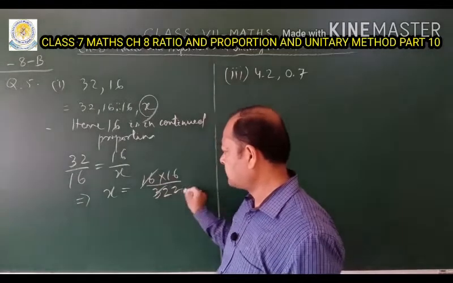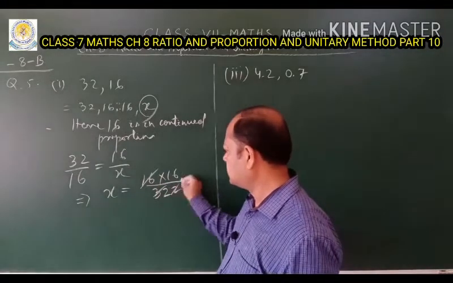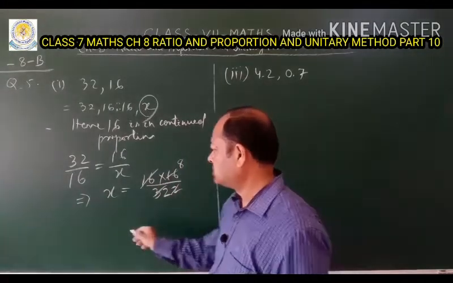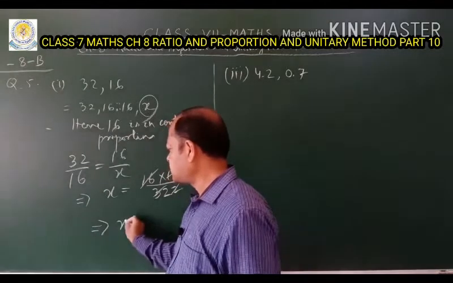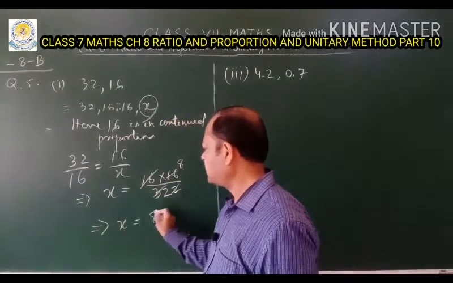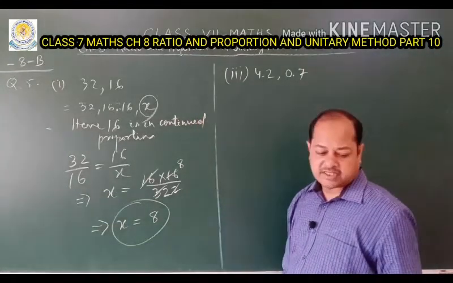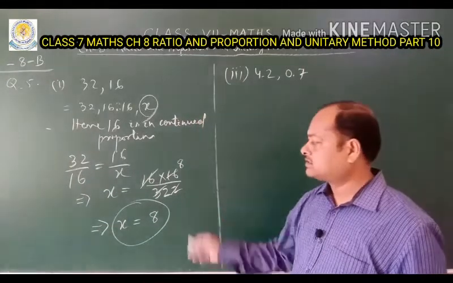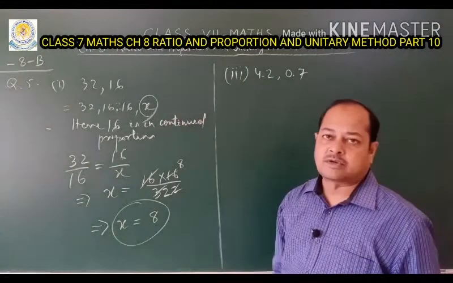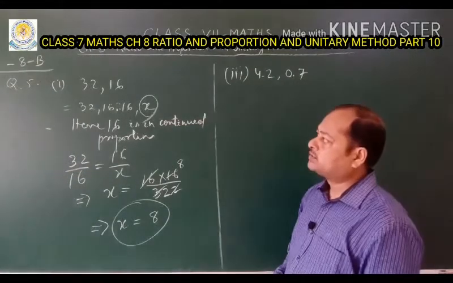16 twos are 32, and 2 eights are 16. So what is the value of x? The value of x we got here is 8, and that is the third proportional. The question is asking for the third proportional to 32 and 16.